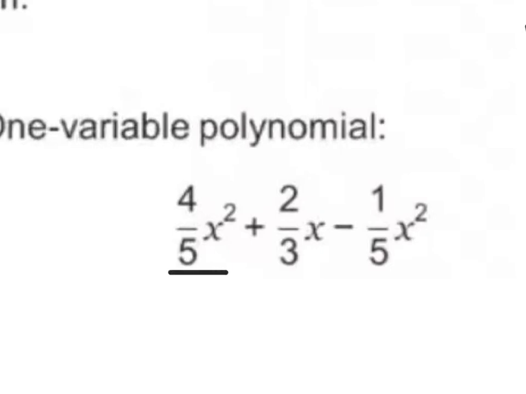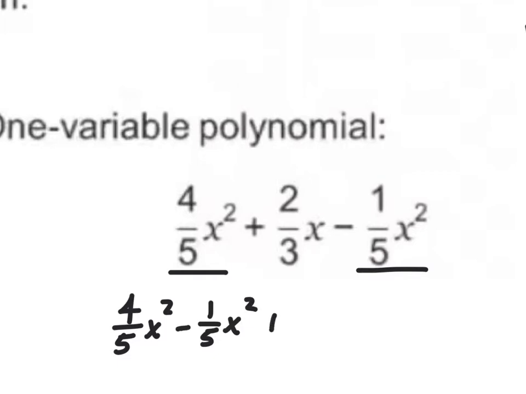Okay, my like terms in this are this first term, 4/5 x squared. I'm only looking at the variable and the exponent, and I'm looking for other terms with the same variable with the same exponent. Now notice this is not a like term because it has an exponent of 1. But this one right here has a variable of x with an exponent of 2. All right, so I'm going to underline that. These I can combine, okay? And what I do is this: I'm going to rewrite this as 4/5 x squared minus 1/5 x squared plus 2/3 x, all right?